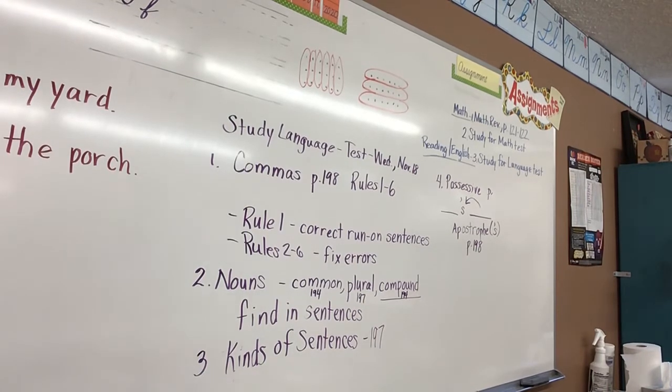Let's read the next rule. After yes or no at the beginning of a sentence, before and after the name of the person being spoken to, that's direct address, between words or groups of words in a series, between city and state, after the state in a sentence. And they're talking about if it's not at the end of the sentence. And to separate parts of a date. That's after the day and a date. And after the year in a sentence, if it's not at the end of the sentence.